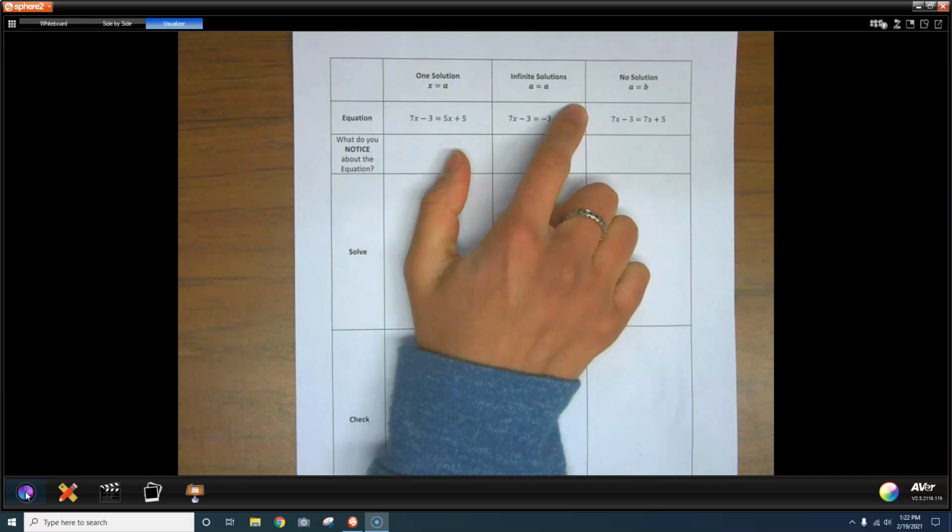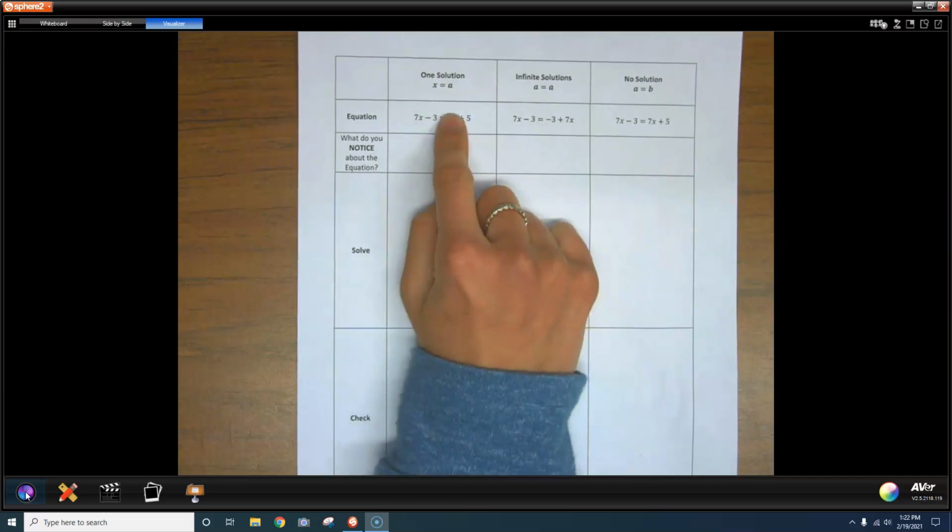Hello everyone. Today we are going to continue our notes with the three solution types: one solution, infinite solution, and no solution. So at the top of this page, I've actually given us a little bit of a shortcut, a little way to remember the difference between the three.